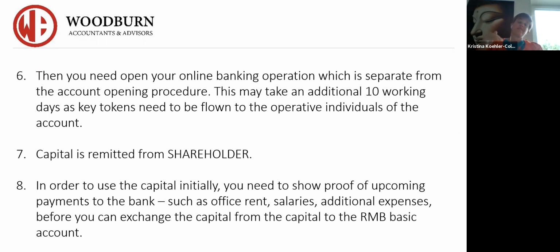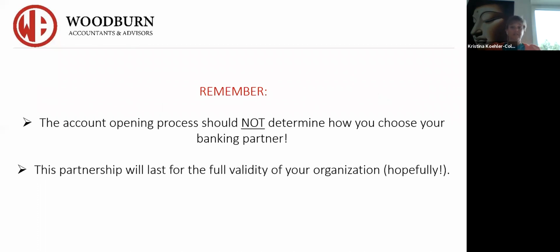After 3 to 4 months, as the bank is seeing that you have recurring expenses, they will then authorize that money that can be transferred from the capital account into the renminbi basic account. But for the first 3 to 4 months, it is a bit of a pain to show this proof of expenditure that is recurring. And that's basically the incorporation stage, okay?